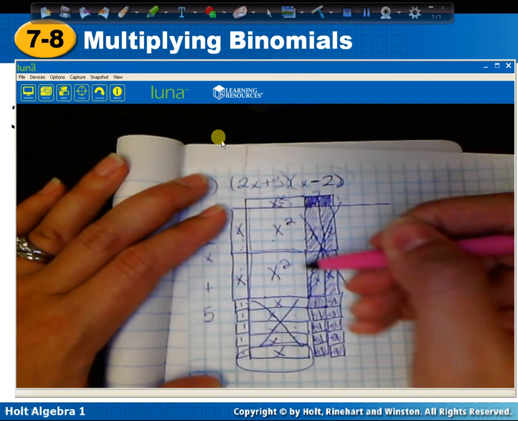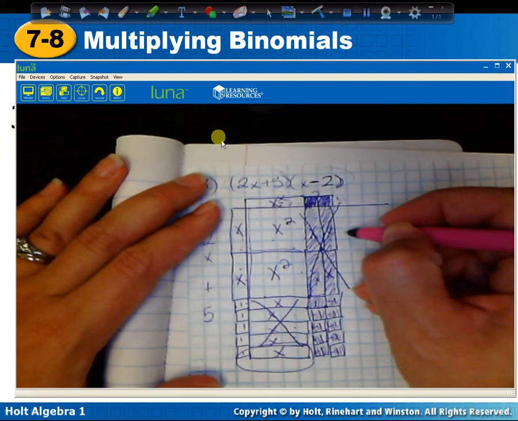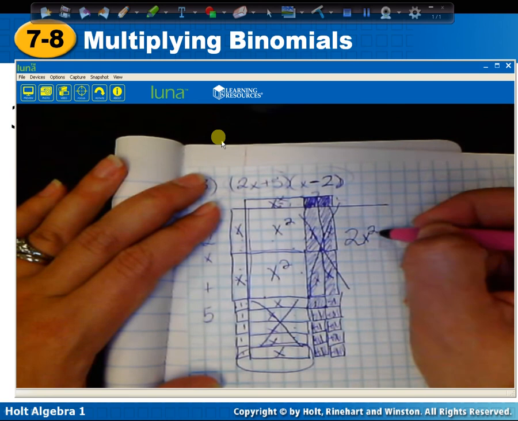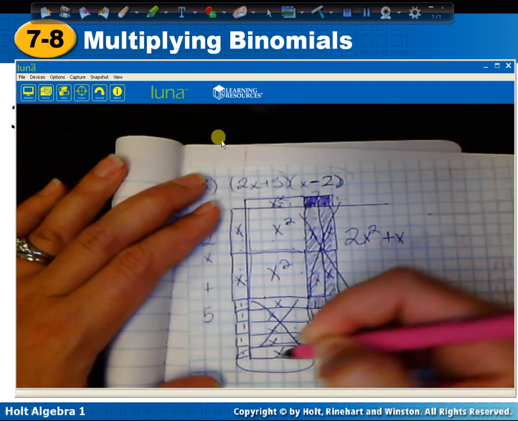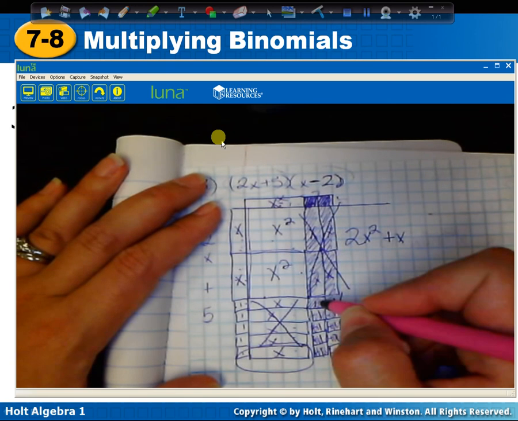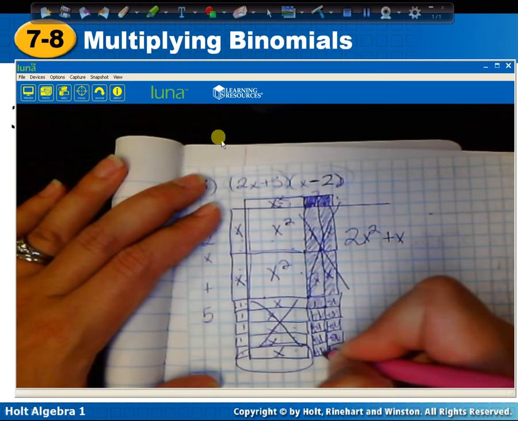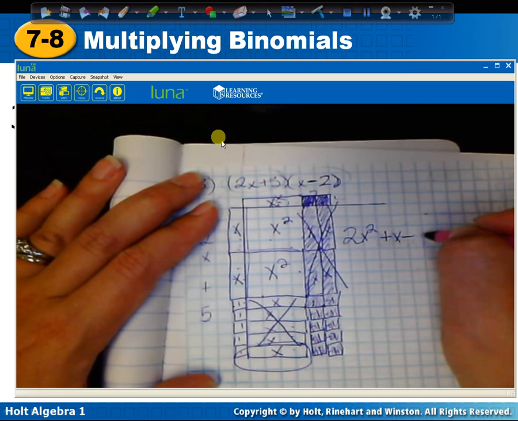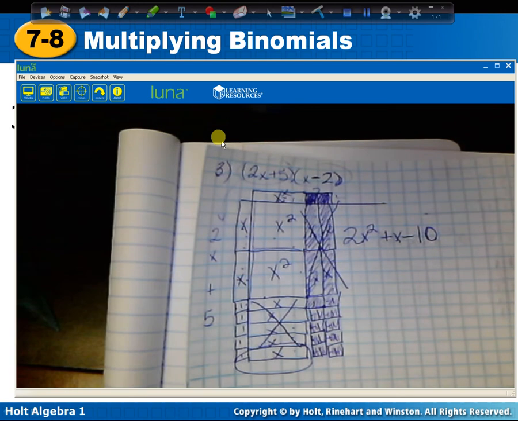I have 2 positive x squareds. Those stay because there are no 0 pairs. So I'm going to write that as 2x squared. And then I'm going to say plus x because I have 1 positive x. And then I count 1, 2, 3, 4, 5, 6, 7, 8, 9, 10 negative unit pieces. So I write that as minus 10. So that should be your final answer there, 2x squared plus x minus 10. And you should have all of that down on your paper before you move forward.